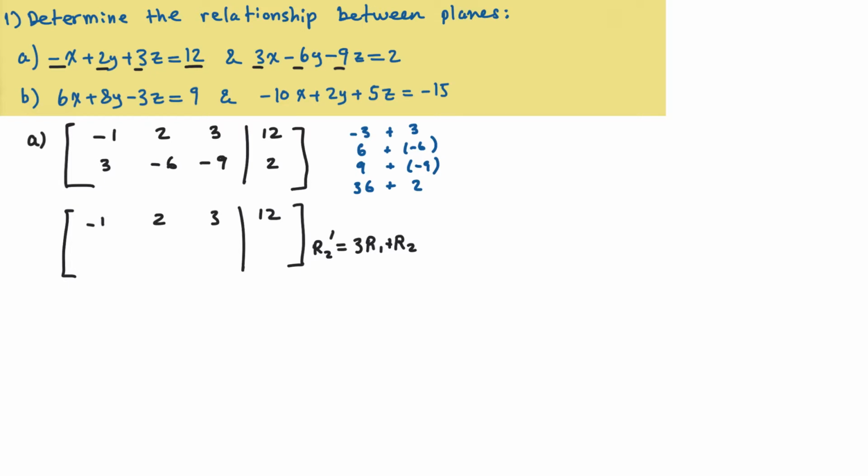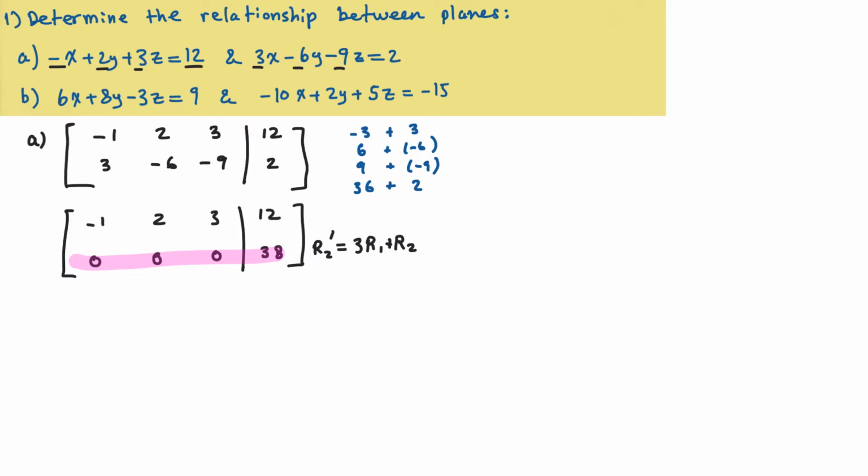For x, -3 plus 3 is 0. For y, 6 plus -6 is 0. 9 plus -9 is 0. And 36 plus 2 is 38. Looking at our last row here, we can see that we get pretty much 0x plus 0y plus 0z is equal to 38, which is really impossible. We can't have any x, y, or z value that will satisfy that, and that would mean that our lines, or our planes here, sorry, are parallel.